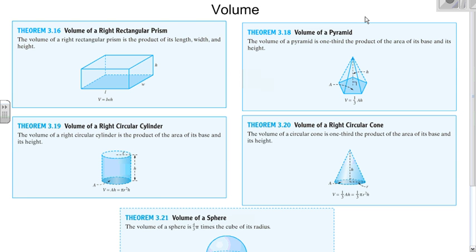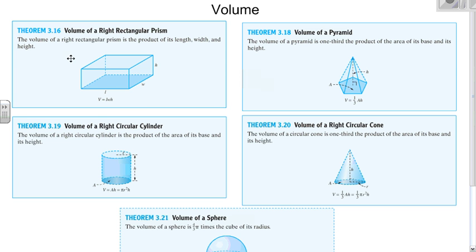When measuring three-dimensional shapes, in addition to surface area, you can also talk about the volume. And volume is the amount of three-dimensional space that the shape will take up.